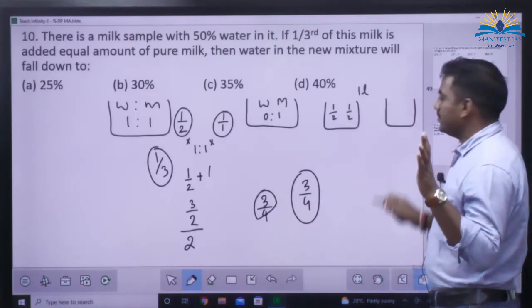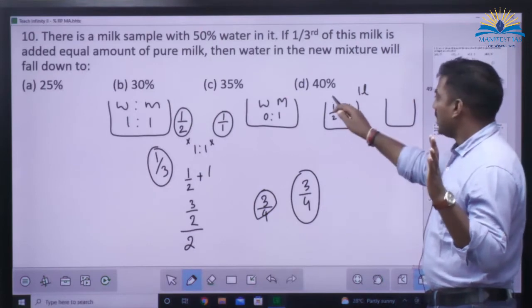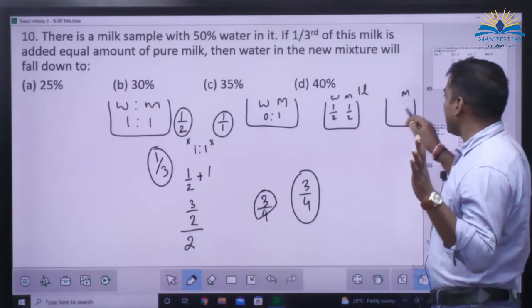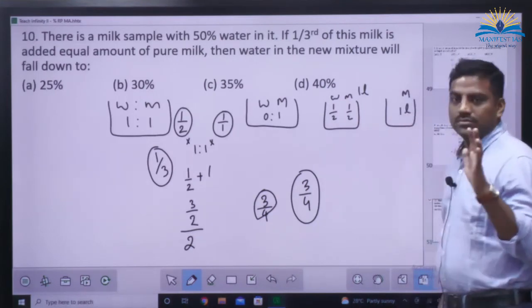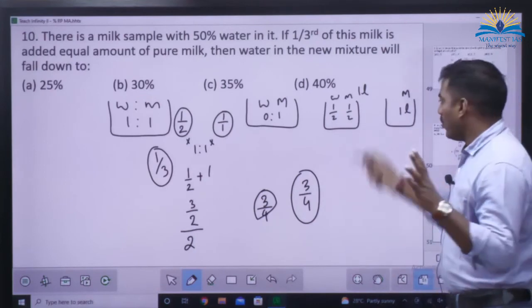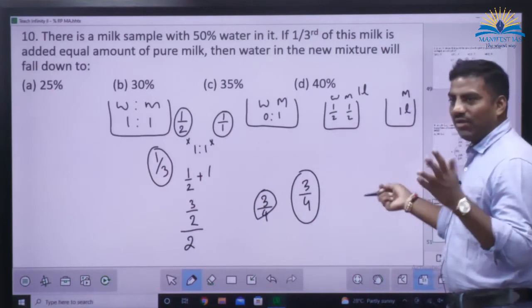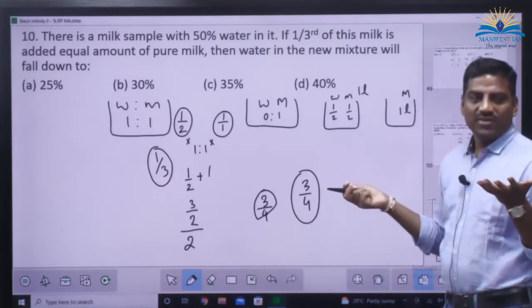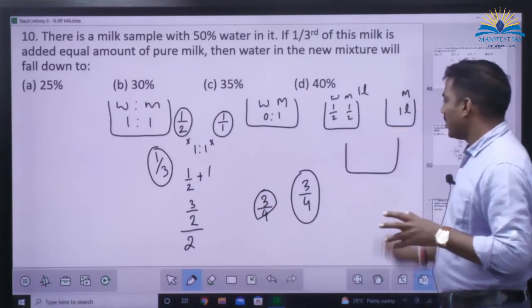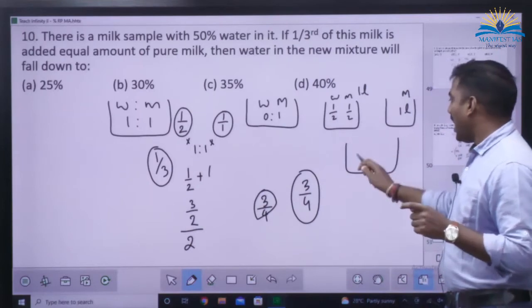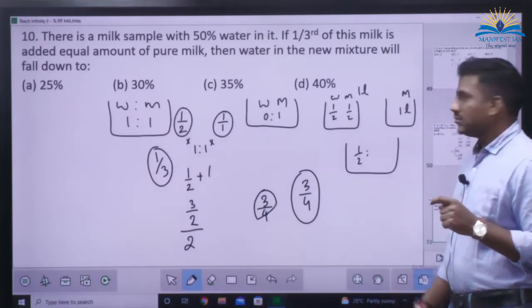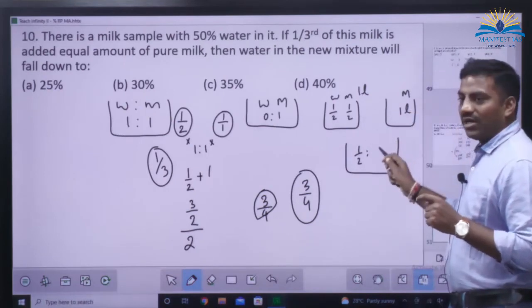One more sample. Here water, here milk. Here only milk is there, 1 liter. Correct? Now you are taking 1/3 of it. Again you are taking 1/3 of it. Don't worry about that 1/3. You mix both of them. What will you get? Half liter of water and 1.5 liter of milk.